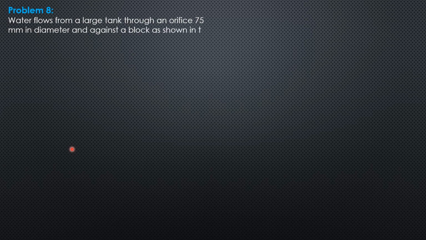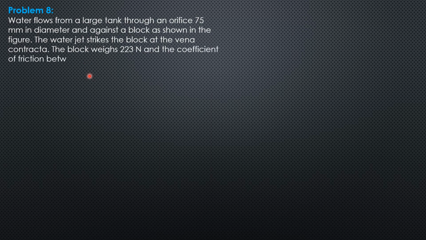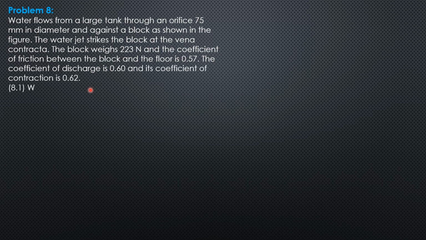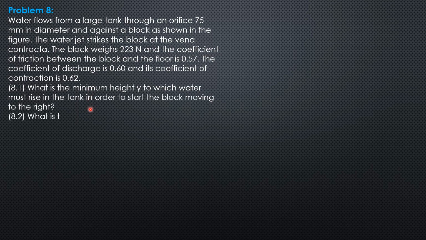Sample 8. Water flows from a large tank through an orifice 75 mm in diameter and against a block as shown in the figure. The water jet strikes the block at the vena contracta. The block weighs 223 newtons and the coefficient of friction between the block and the floor is 0.57. The coefficient of discharge is 0.6 and its coefficient of contraction is 0.62.